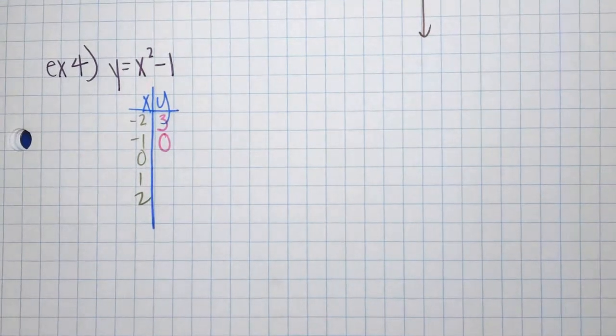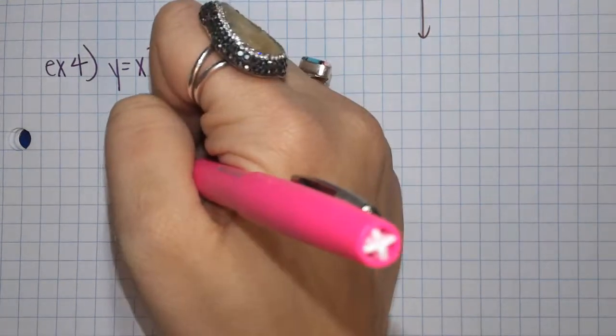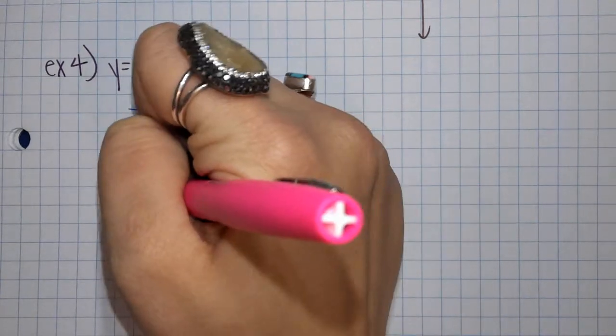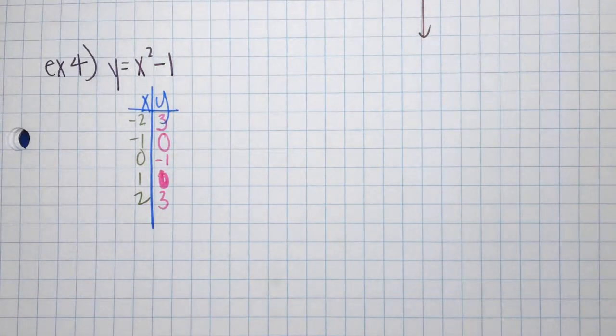0. 0 times 0 is 0. 0 minus 1 is negative 1. And then you have 3. 0, 3.